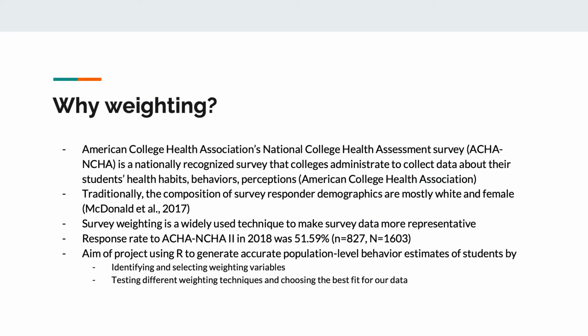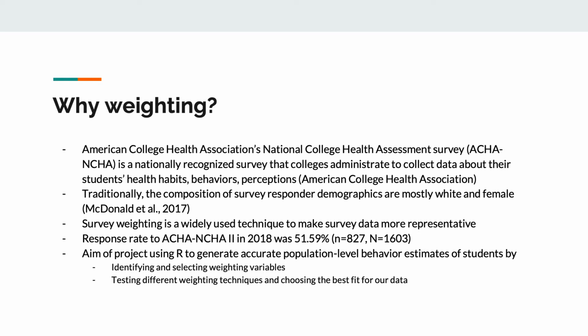Our data were the responses of students at a liberal arts college to the ACHA's NCHA survey. Administrations usually conduct this survey using a convenience sample to understand students' health. Usually, responses from these surveys are not representative, as responders tend to be white and female, and so return an inaccurate picture of their students' health. Weighting, then, is a widely used technique to make data more representative and compensate for potential bias.